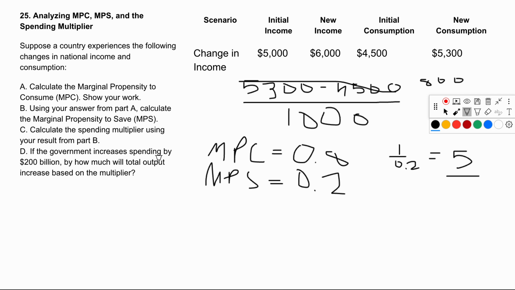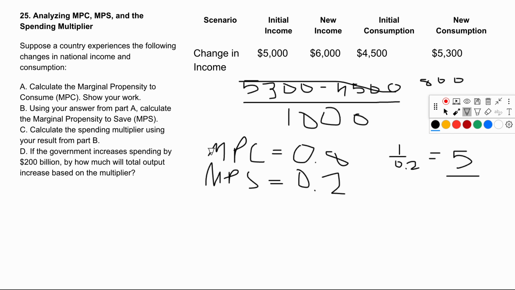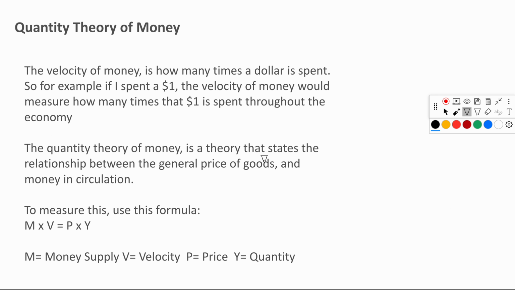Then I know it's not mentioned here, but let's try it. Let's do the tax multiplier. So MPC divided by MPS, 0.8 divided by 0.2, we get 4. What does that mean? That means if the government, let's say, decreases taxes by 100 billion, our economy is going to grow by 400 billion. You multiply by the tax multiplier. So just remember these two multipliers, how to use them, and how to calculate MPC and MPS.